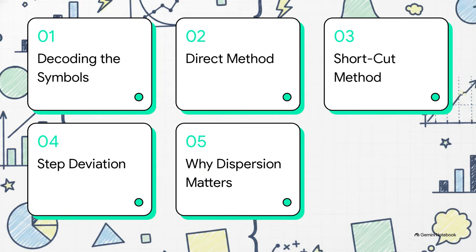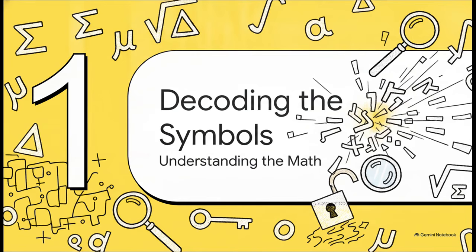Here's our instructional ladder for today. We'll start by decoding the symbols, then look at the direct method, the shortcut method, and step deviation, before finally wrapping up with why dispersion actually matters. Section 1. Decoding the symbols.